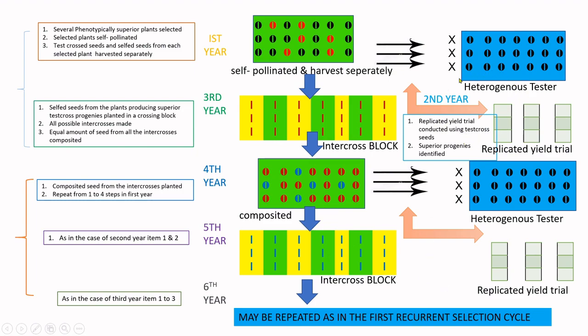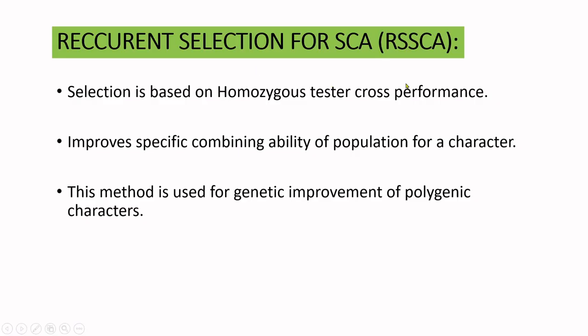Okay, so in this case, what we have done: GCA is evaluated, GCA is improved. Selection is based on general combining ability when there is a cross between the selected superior plant and the heterogeneous tester. Remember that a heterogeneous tester has a broad genetic base and a homogeneous tester is a narrow genetic base tester. A heterogeneous tester is used for estimating the general combining ability, and a homogeneous tester is used for estimating the specific combining ability.